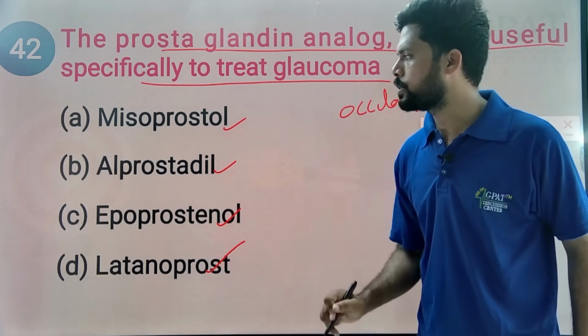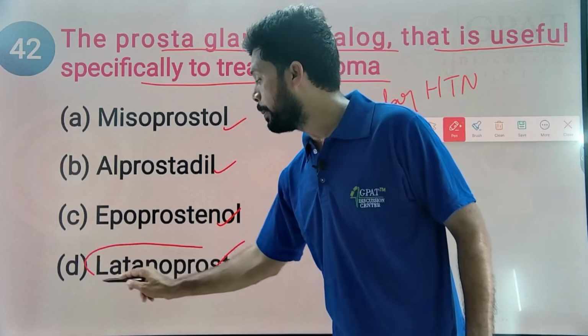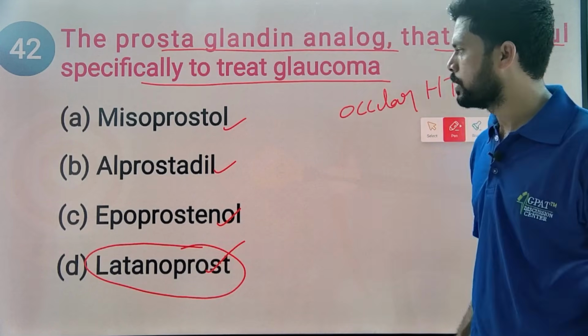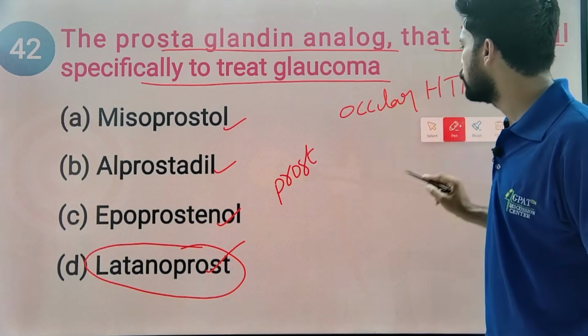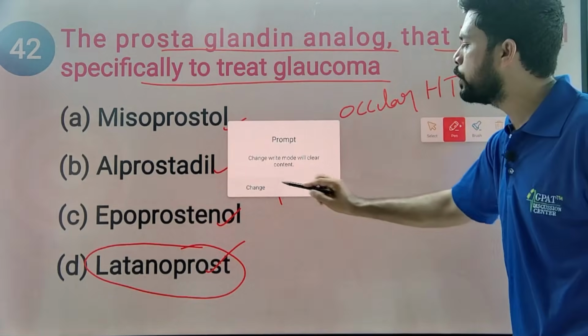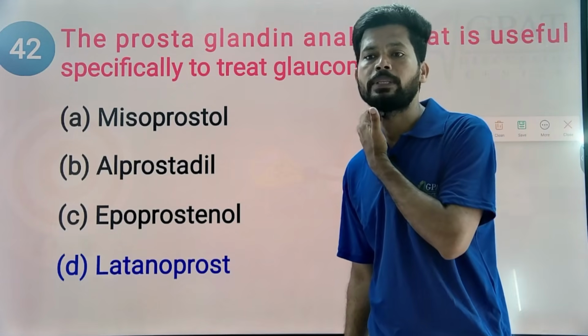So all these are prostaglandin derivatives. Especially latanoprost, bimatoprost and travoprost, these prostaglandin derivatives and analogs help in the treatment of glaucoma.